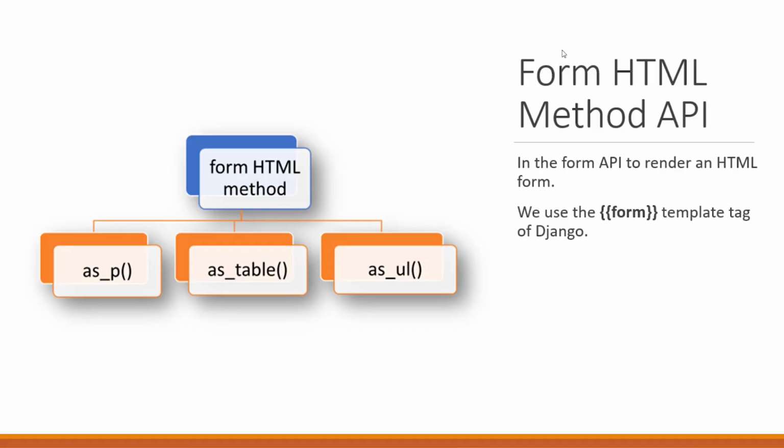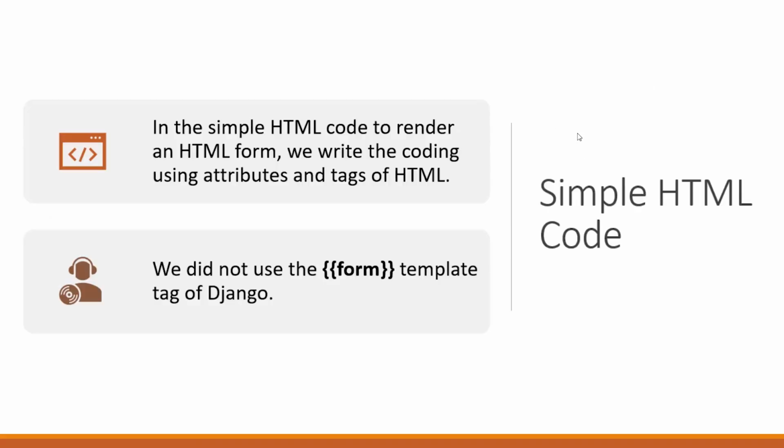Now we will move one step further and learn to render the form by using simple HTML code. In simple HTML code, to render an HTML file, we have to write the code using the attributes and the tags of HTML. Or in simple terms, you can say that we don't have to use the form template tag of Django to render the form. So let's see an example to understand the concept.